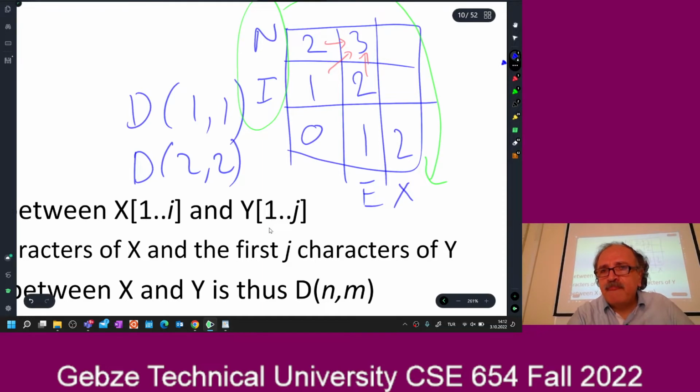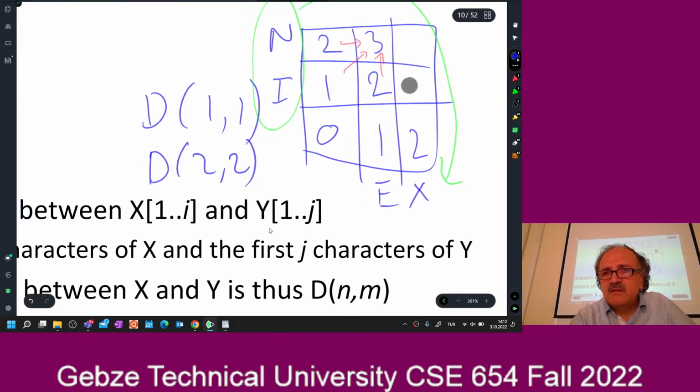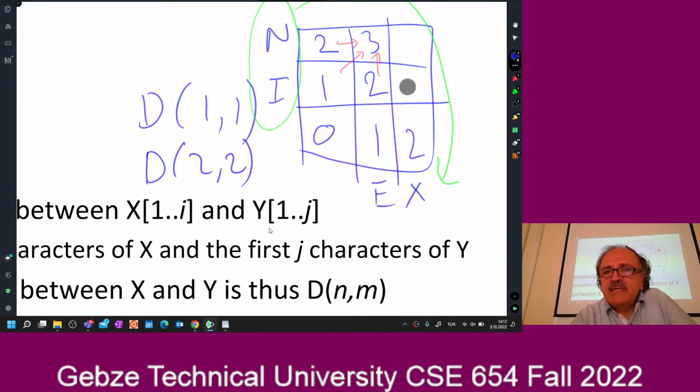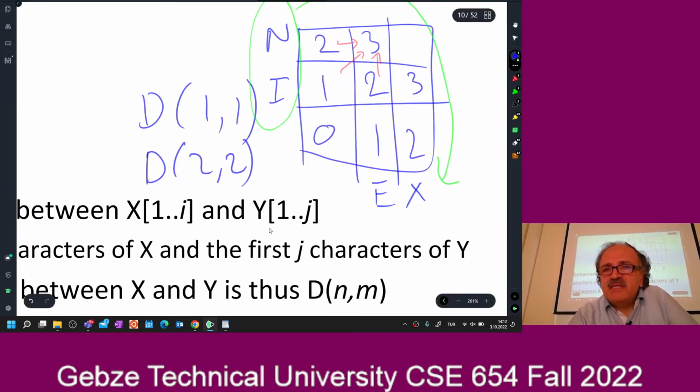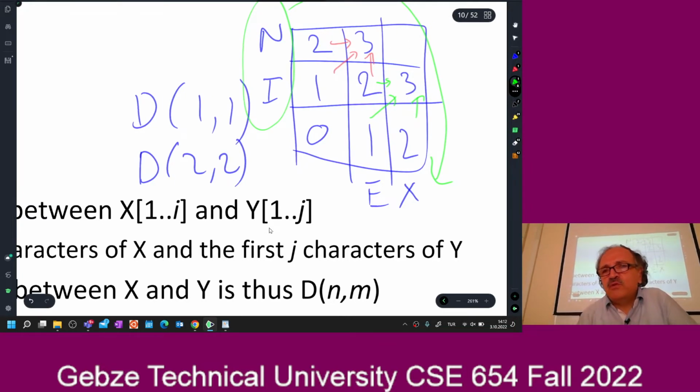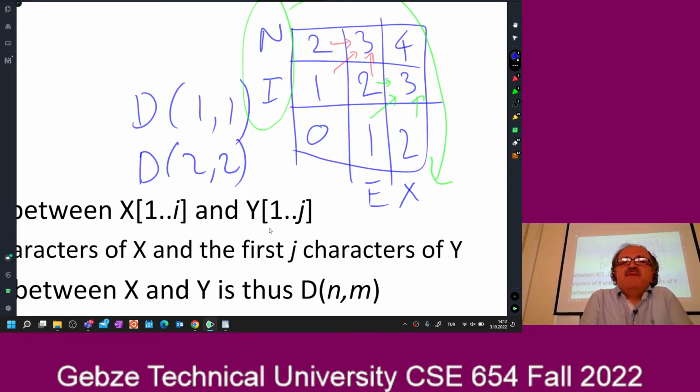Continuing this way, okay, what am I going to write here? It is again 3, and I can come to this place in three different ways, either here, or there. And this one is going to be what? This one is going to be 4. So it looks like I solved this problem. The edit distance between IN and EX is 4. You cannot do better than that. If insertions and deletions are cost of 1 and substitutions are 2, then this is the whole thing.